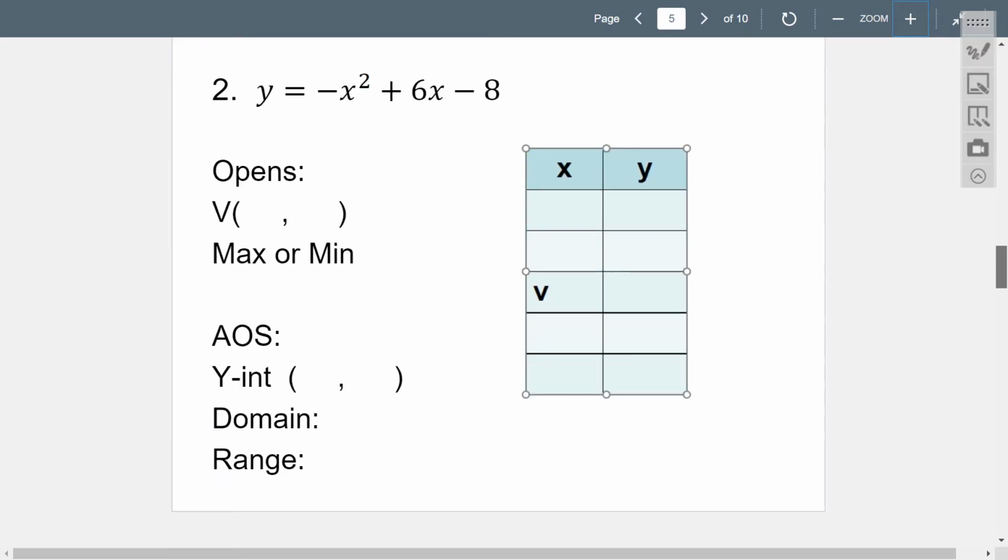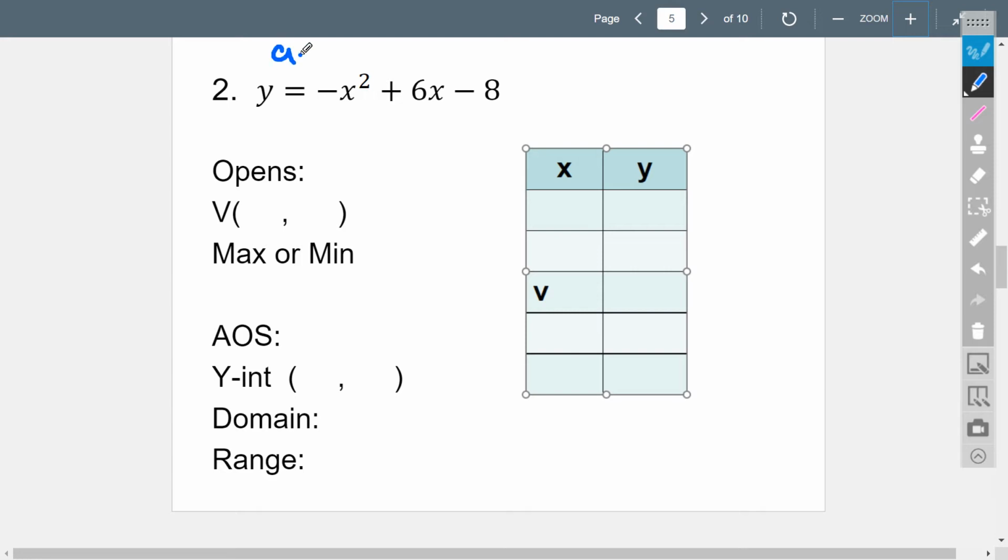All right, number 2, y is equal to negative x squared plus 6x minus 8. So identify the a, b, and c. A equals negative 1, b equals 6, c equals negative 8. This opens down like this because of the negative a value.